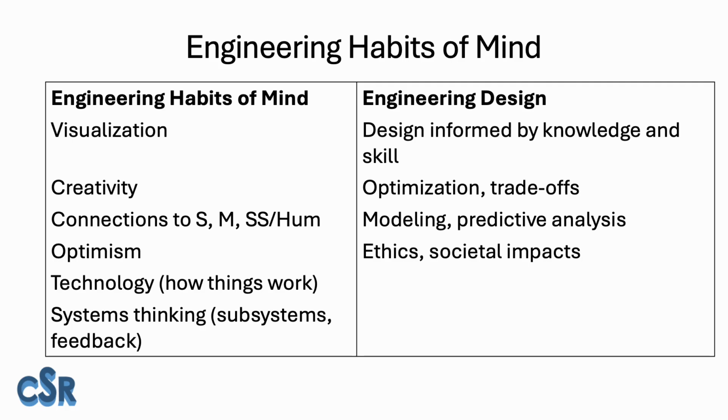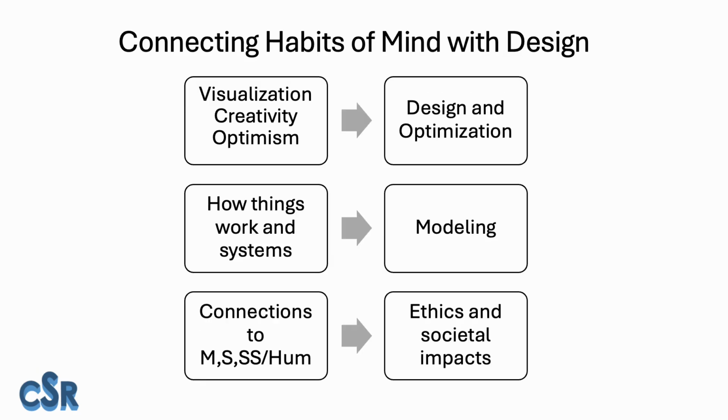Engineering design, we know, is we have optimization and trade-offs. We have modeling, so we look to see if we can do predictive analysis. We're looking at societal impacts and ethics. So is what we're going to do going to work in better society or not? Or are there ethical implications that are negative that we should be aware of and mitigate or not do?